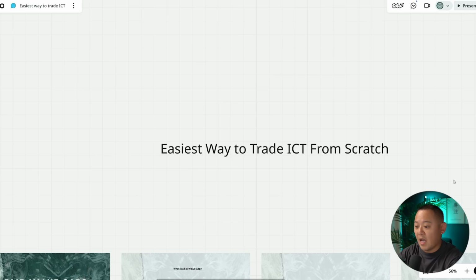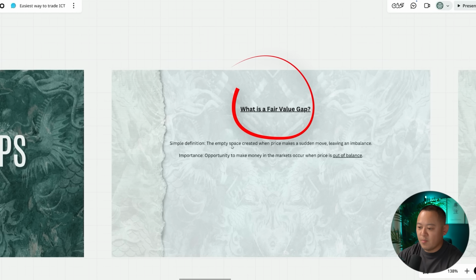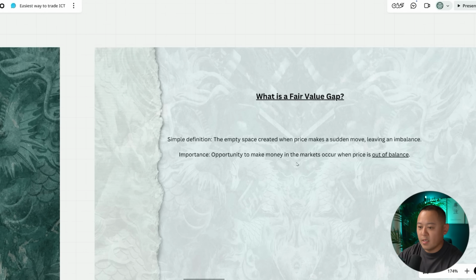So fair value gaps are easy to spot, but somehow a lot of traders still use them completely wrong. Let me explain. First, let's talk about what exactly a fair value gap is, if you guys don't already know. Simply, the definition is the empty space created when price makes a sudden move, leaving an imbalance. Why this is important is because opportunities to make money in the markets occur when price is out of balance.